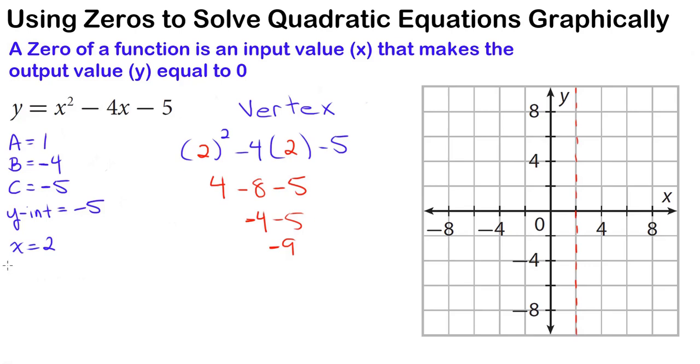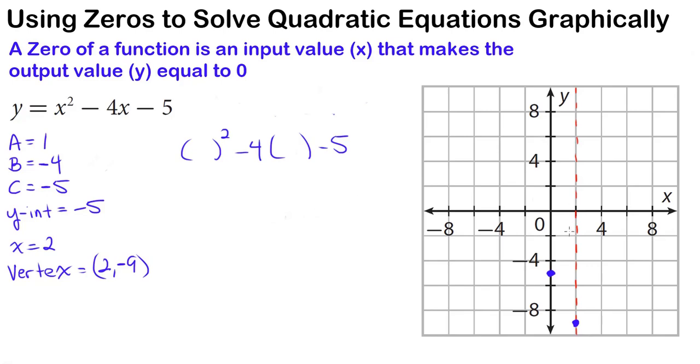So our vertex is at the point 2, -9. And the vertex is always going to be on the axis of symmetry. So 2, -9 is going to be right down here, at this point right here. This is the location of our vertex. And there's another point we can already place because we already know what the y-intercept is. The y-intercept is -5. So -5 is right here. That's the y-intercept.